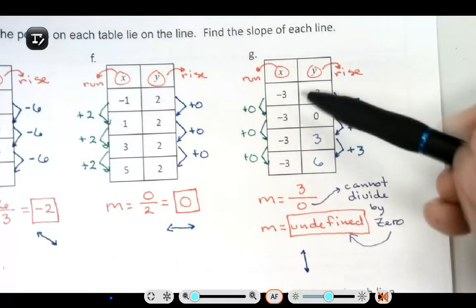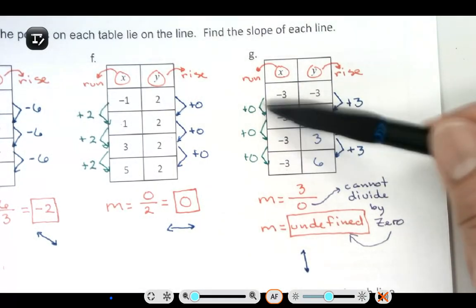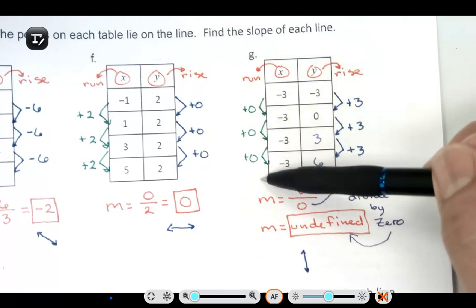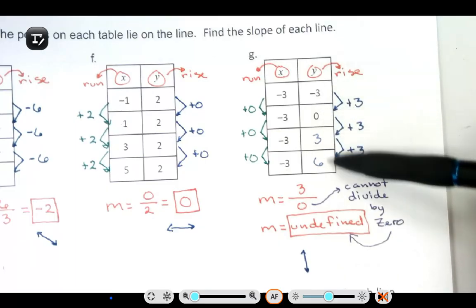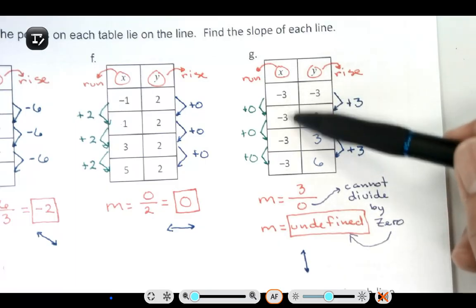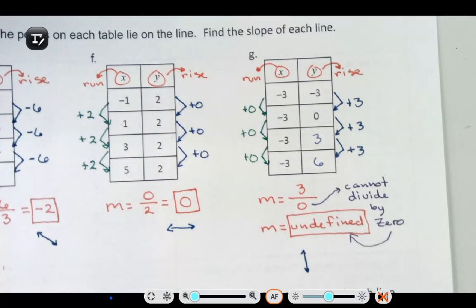So if you ever see X's all being the same, right, meaning the pattern is 0, 0, 0 for the run, you can just go straight to saying undefined. You don't even really have to waste your time looking at the Y's anymore, because when all your X's repeat, that's an undefined slope.